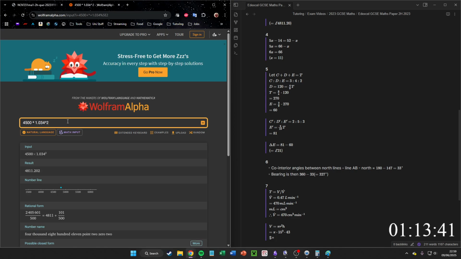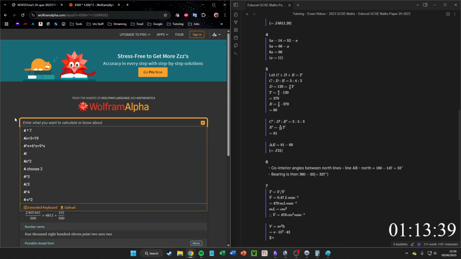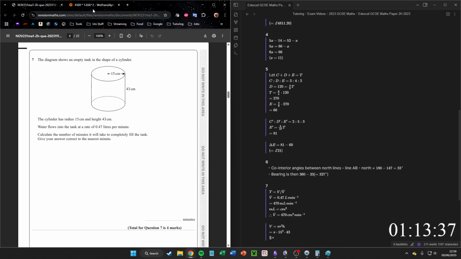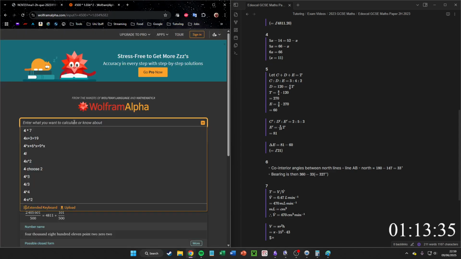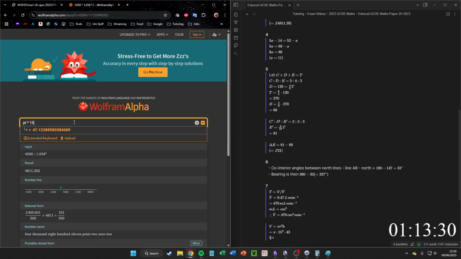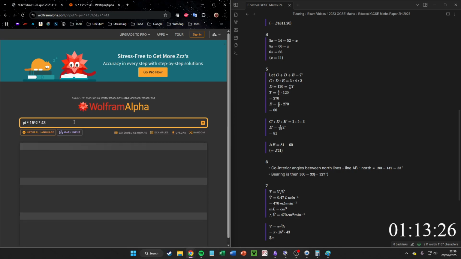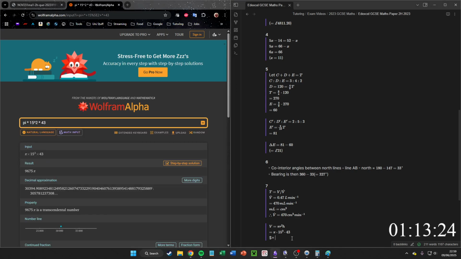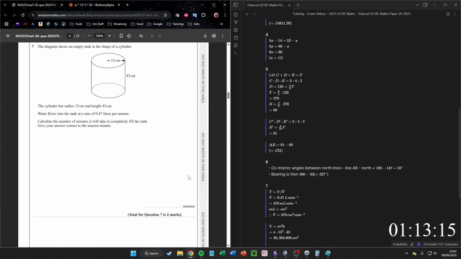Can I put this in terms of pi? No. So this is something you could do almost identically in a scientific calculator, so this is perfectly fine in terms of the bounds of this exam. 30,394.909 will probably be enough detail. Centimeters cubed is our volume.